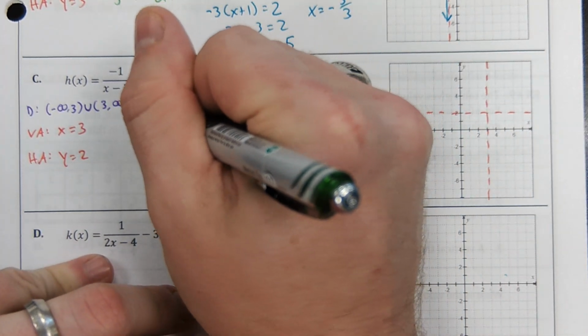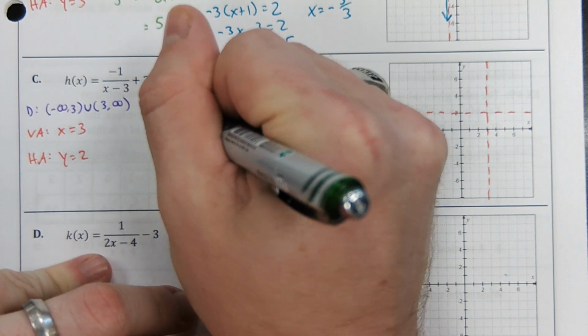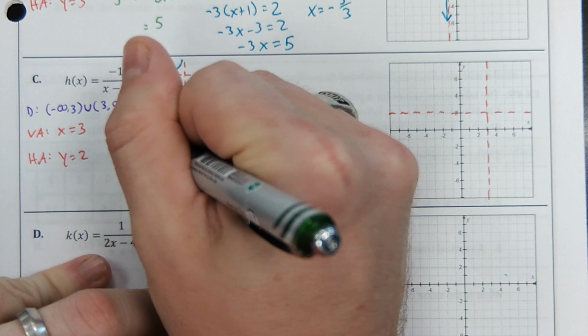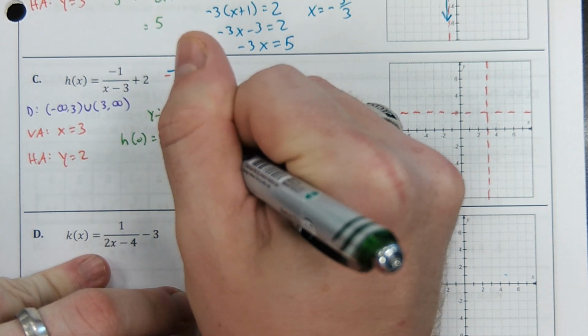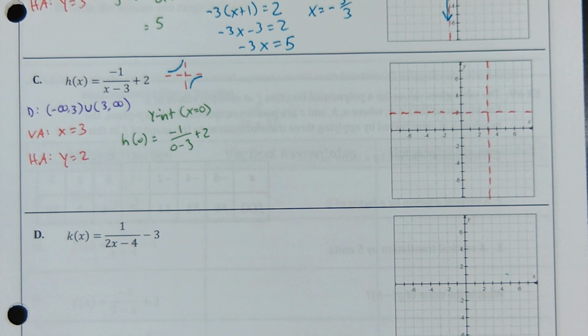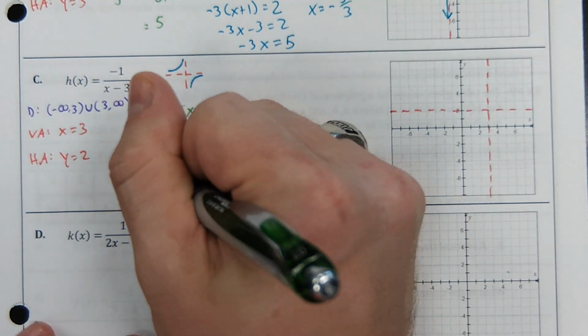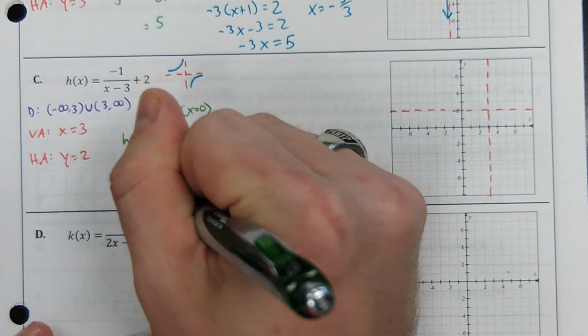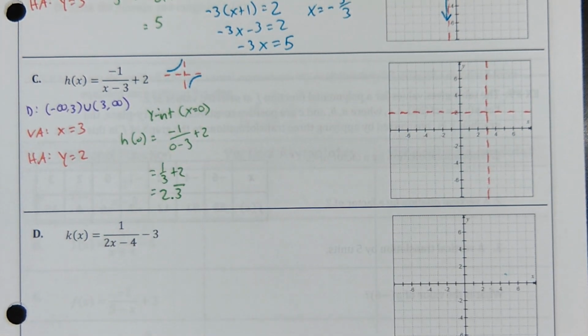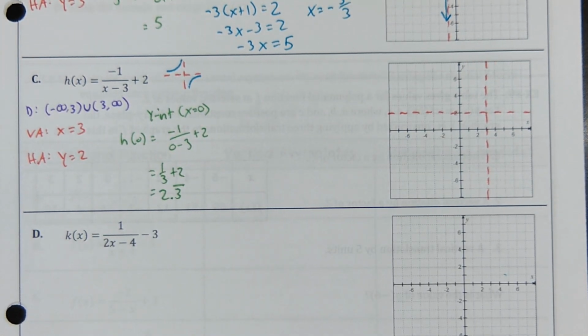There we go. I can speak. So we get h of 0 equals negative 1 over 0 minus 3 plus 2. That's going to be negative 1 over negative 3. That's positive 1/3. 1/3 plus 2 is 2 1/3, or 2.3 repeating. Your y-intercept is at 2.3 repeating.